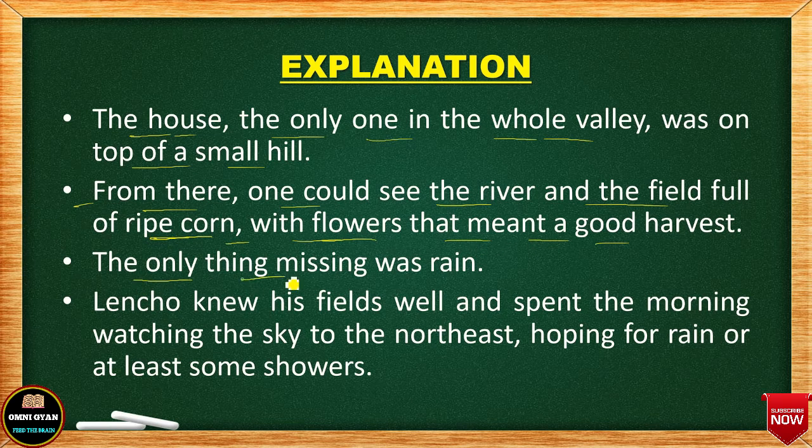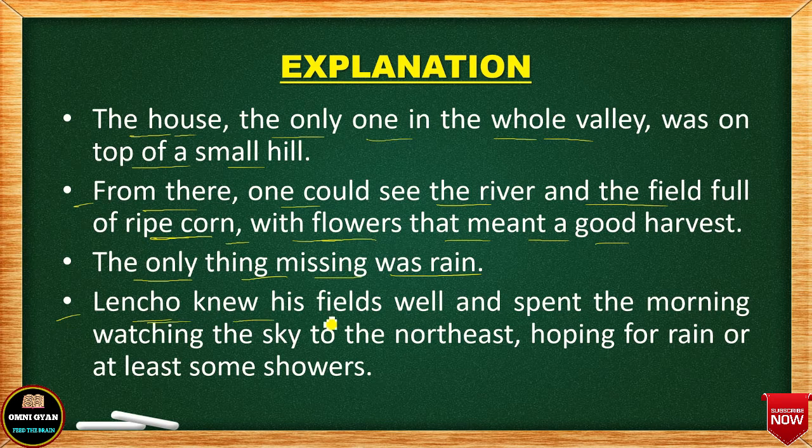The only thing missing was rain, okay? All of you know that in order to have a good harvest, rainfall is very important, right? But rainfall was not there. The only thing missing was rain. So Lencho, a character in the story, we will learn more about him.